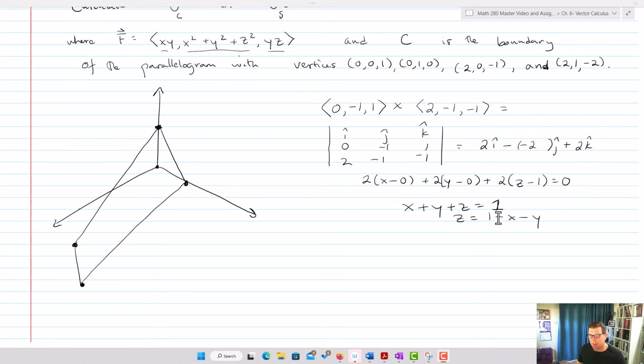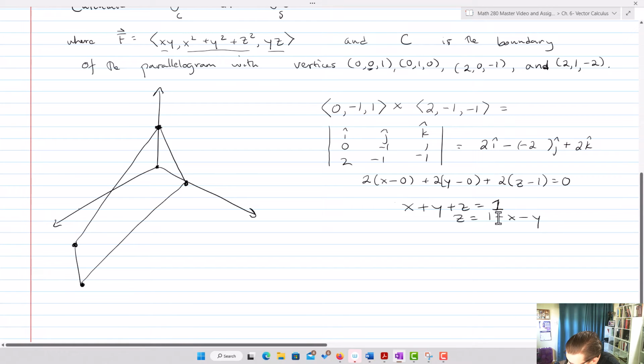Okay, so now that I have the equation for the plane, I also need the values for my x's and my y's. So we'll notice that my y's are going to range from 0 to 1. So we start at 0, end at 1. So y is greater than or equal to 0 and less than or equal to 1. And my x's are going to go from 0 to 2, right? So x is greater than or equal to 0, less than or equal to 2. Cool. Now, let's calculate the curl.